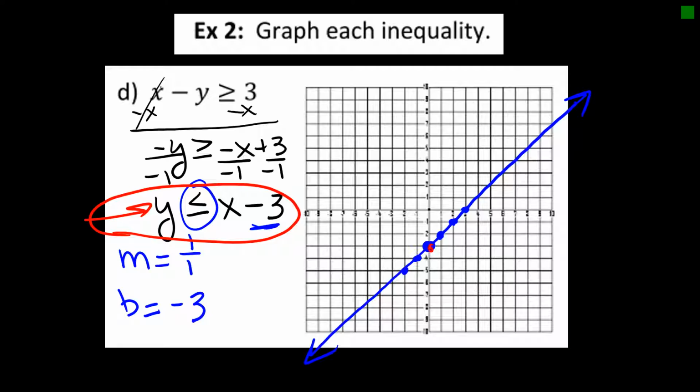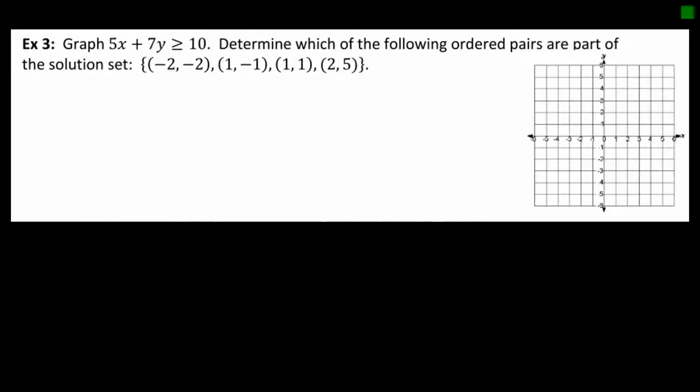So I put my pencil where it crosses, so I'm right there where my red dot is. And then it says y is less than this line. So since it's less than that line, I'm going to shade below. Okay, so if you need to pause the video to finish up, go ahead and do so.